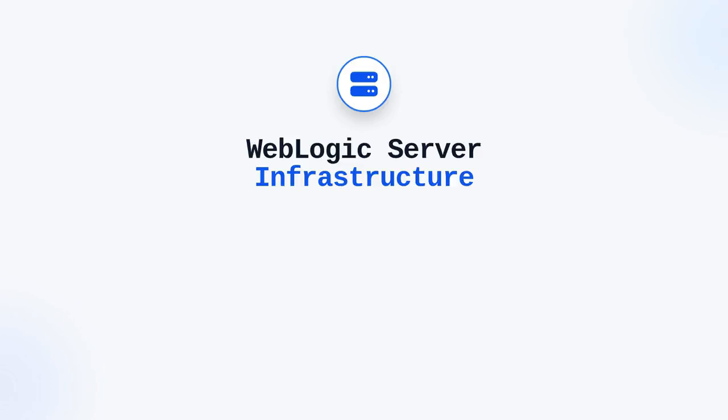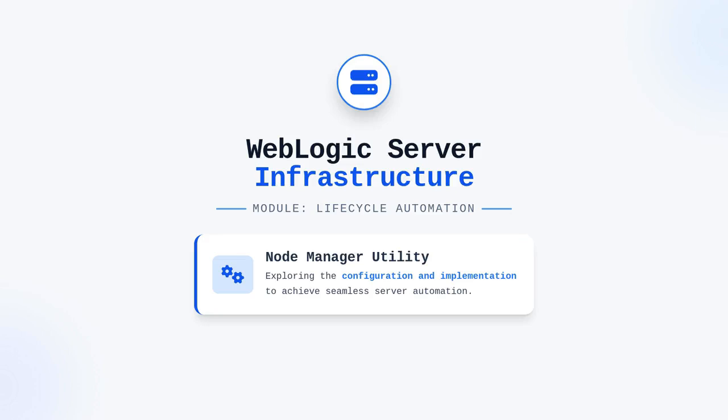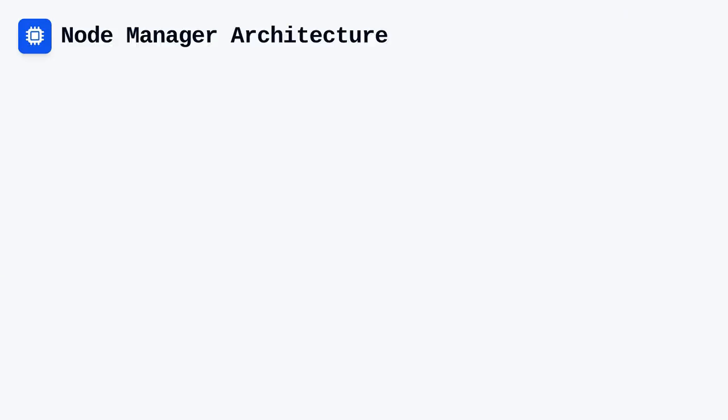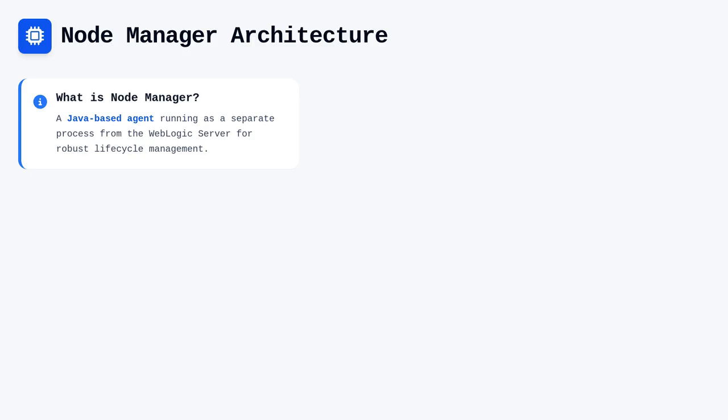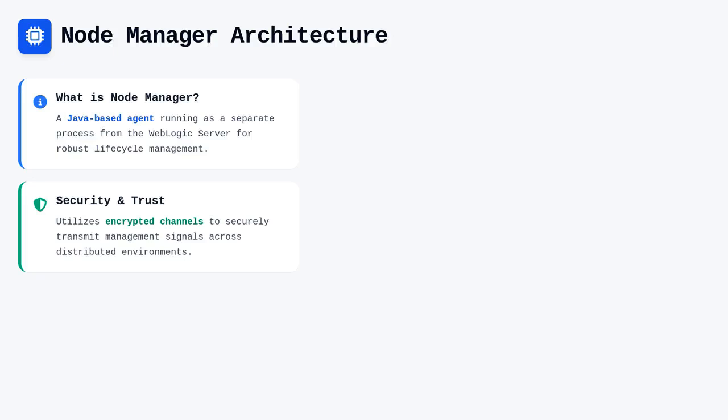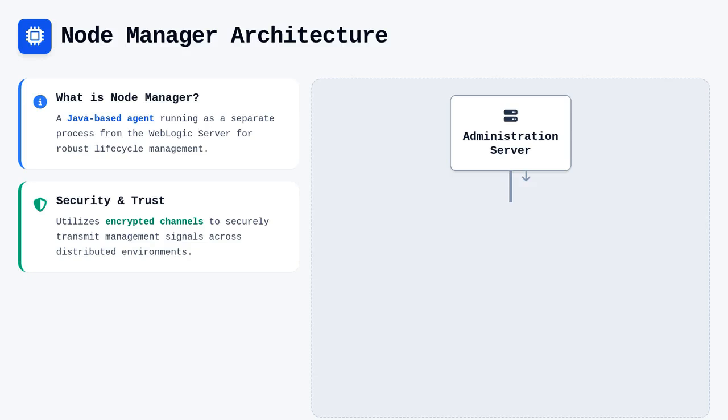Welcome back to our exploration of the WebLogic Server infrastructure. In this lesson, we will examine the configuration and implementation of the Node Manager utility to enable effective server lifecycle automation. Node Manager acts as a Java-based agent that runs as a separate process from the WebLogic Server instance, providing the necessary separation of concerns required for robust lifecycle management. Its primary architectural value lies in its ability to start, stop, and restart managed servers on behalf of the administration server, even when that administration server is temporarily unavailable or unreachable over the network.